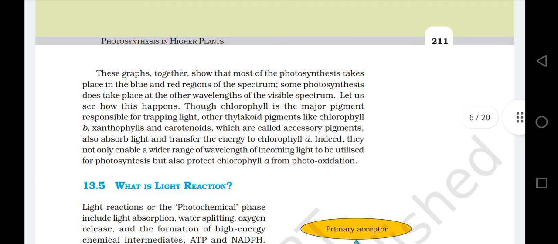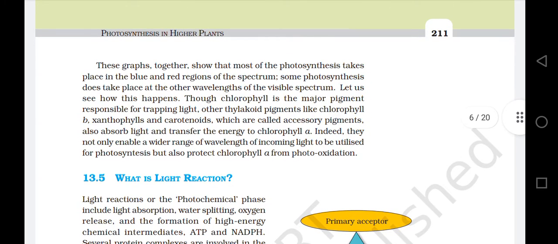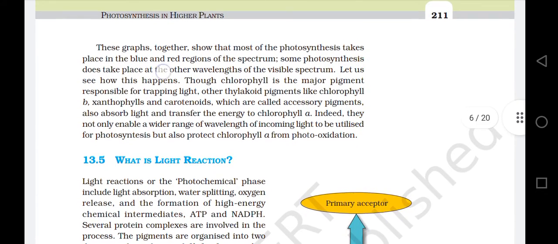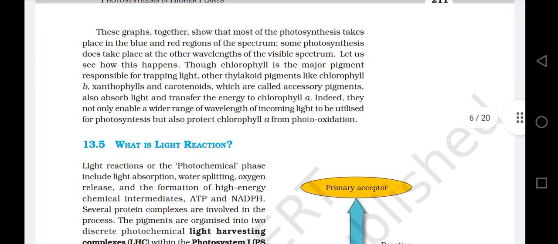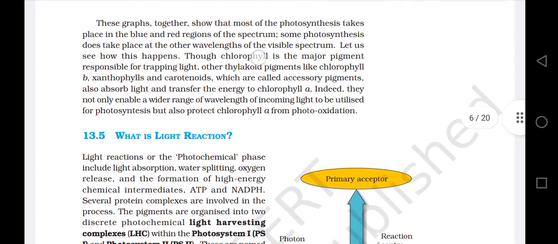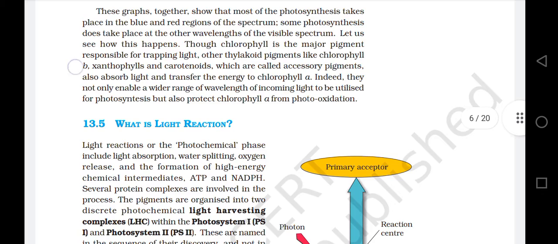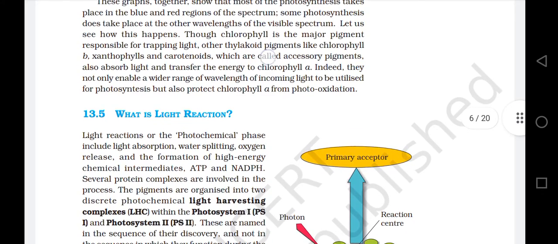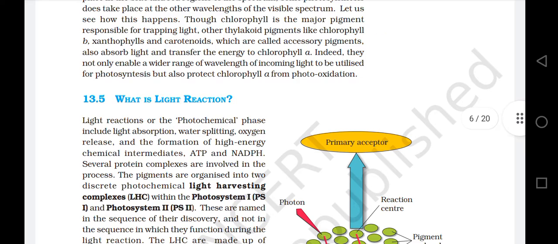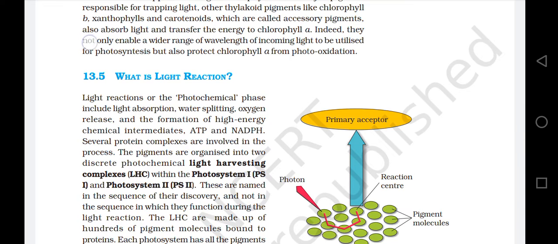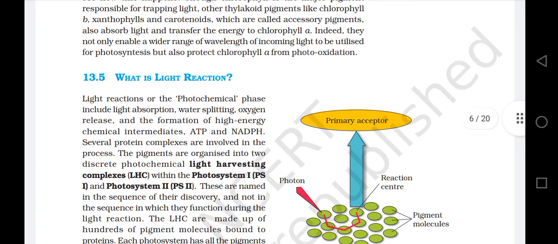These graphs together show that most of the photosynthesis takes place in the blue and red regions of the spectrum. Some photosynthesis also takes place at the other wavelengths of the visible spectrum. Let us see how this happens. Though chlorophyll A is the major pigment responsible for trapping light, other thylakoid pigments like chlorophyll B, xanthophylls, and carotenoids, which are called accessory pigments, also absorb light and transfer the energy to chlorophyll A. Indeed, they not only enable a wider range of wavelengths of incoming light to be utilized for photosynthesis, but also protect chlorophyll A from photooxidation.